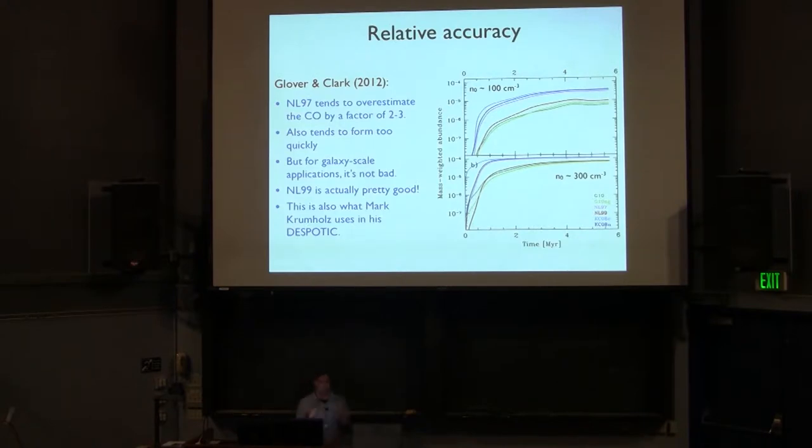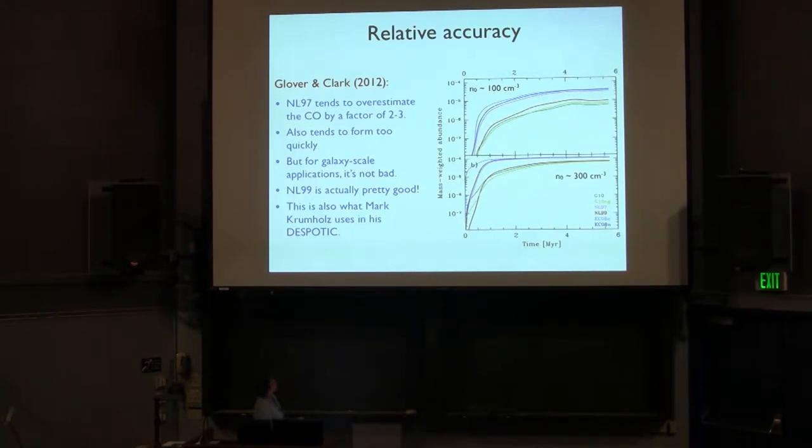However, they do quite a good job of saying where you have CO and where you don't have CO. Okay, so again, if you wanted to do a galactic scale simulation and say, where do I have GMCs? Do I have them in the interarm region, or do they only form in the spirals? This would be fine. Okay, so you could use that for it.